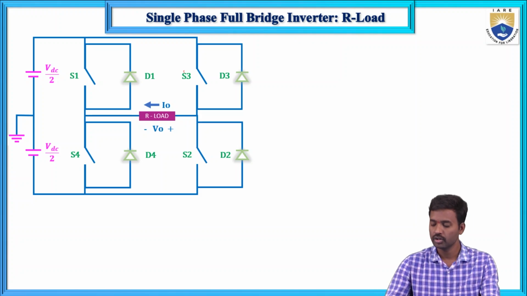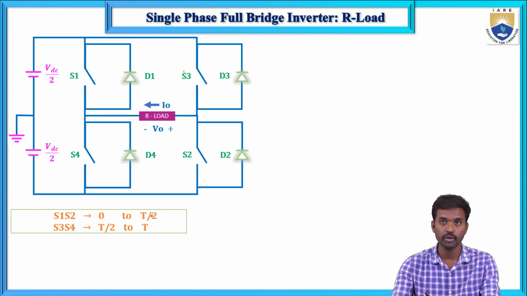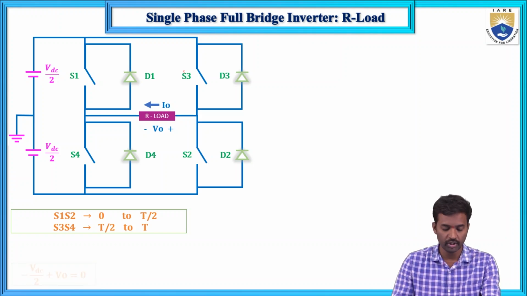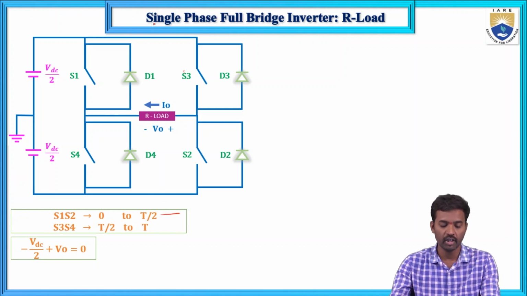Now here S1 and S2 will conduct from 0 to T by 2 duration, and S3 and S4 will conduct from T by 2 to T duration. Total time period is T. Half duration S1 and S2 will conduct, and remaining half duration the S3 and S4 thyristors will conduct. So in the first half duration from 0 to T by 2, apply KVL in this loop.